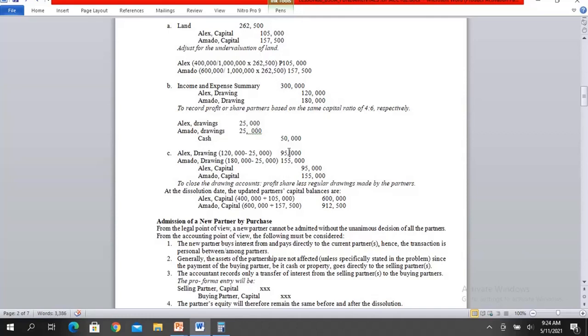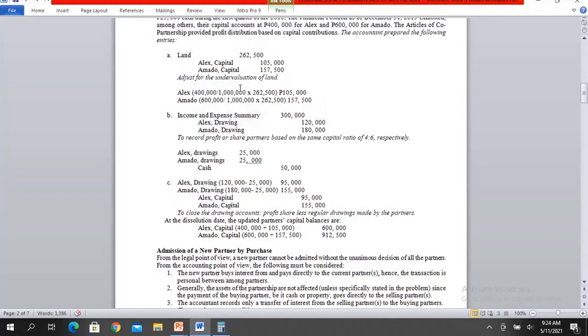Ayan. Paano naman kay Amado? So, meron siyang hati na 180,000 sa profit. I-less natin yung winidraw niyang cash na 25,000. So, magiging 155,000. So, itatransfer natin itong mga drawing accounts nila sa kanilang capital account. So, kay Alex, 95,000. Kay Amado, 155,000. So, this is to close the drawing accounts, the profit share less regular drawings made by the partners. Ayan. So, ito yung gagawin nila before dissolution.